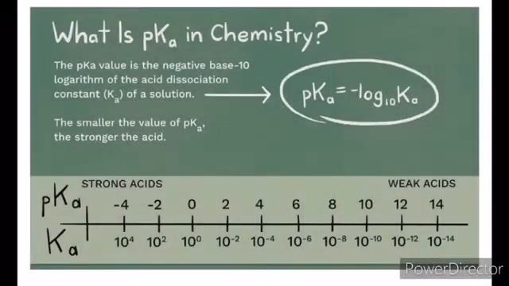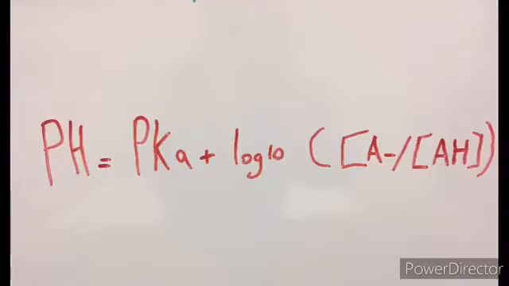What is pKa? pKa is the negative base 10 logarithm of the acid dissociation constant of a solution. This is represented by the circled formula. Dissociation is a process in which molecules split into smaller molecules. The pKa value indicates the strength of an acid. The lower the pKa value, the stronger the acid. This formula shows that pKa and pH are equal when half of the acid has dissociated.